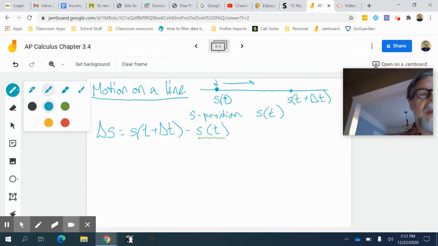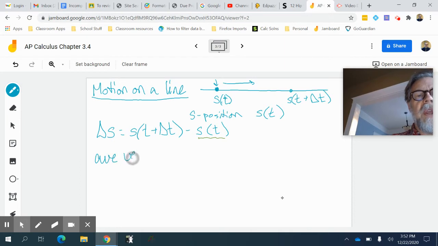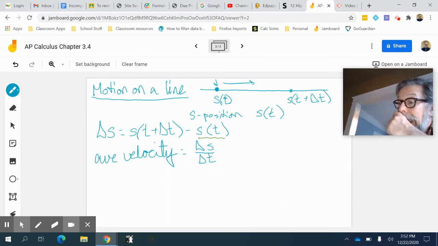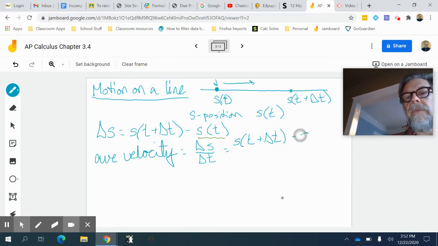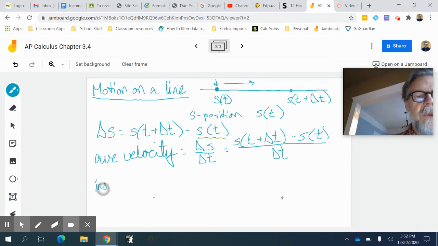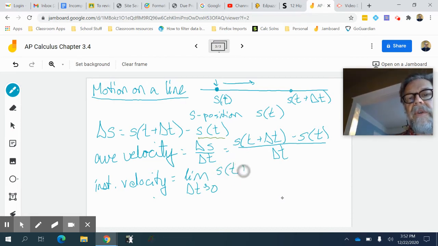So what do we got here? Well, my average velocity, if I'm thinking about position, is, of course, my change in position over change in time. And we could write that out as a difference quotient of position at the final time minus position at the initial time divided by the change in time. And of course, my instantaneous velocity, this is what you see on the speedometer of your car as you're driving down the road, is just the limit as delta t goes to 0 of that difference quotient.